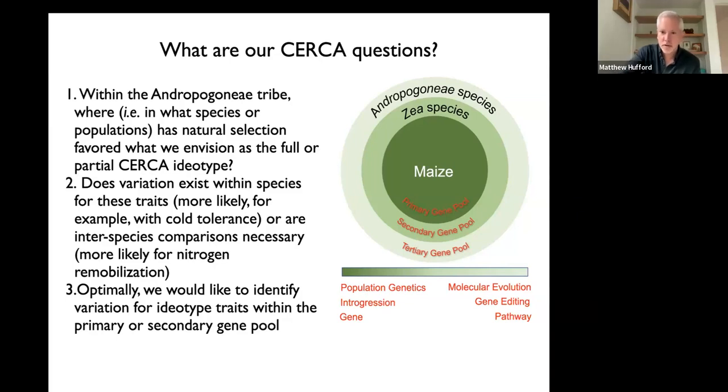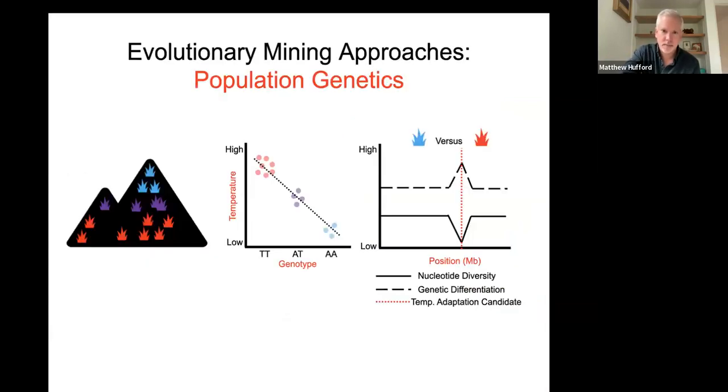And so we'll try to focus on the primary and secondary gene pools, but we may move out to these Andropogoneae species if we can't find the adaptations that we need there.